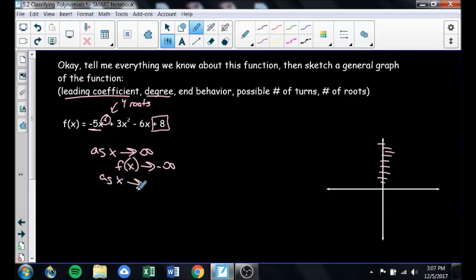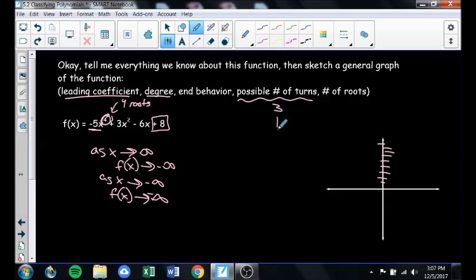And as x goes to negative infinity, stop doing it backwards, Grant. Did I used to do it this way all the time or something? Why is that? Anyways, they're both going to point down. The trickiest one here is the possible number of turns, I think. Since the degree is 4th, there's 3 possible turns or 1. It could be 3 or 1.